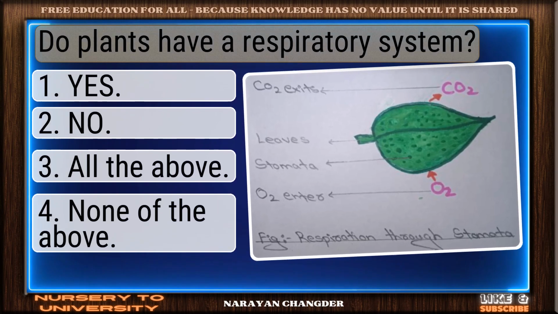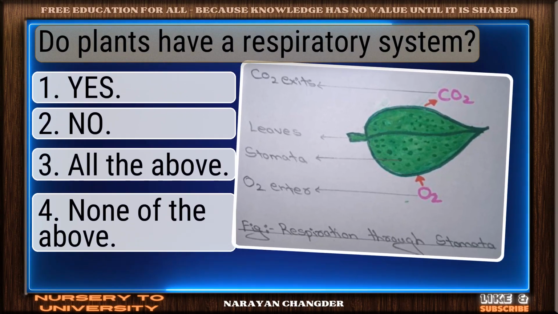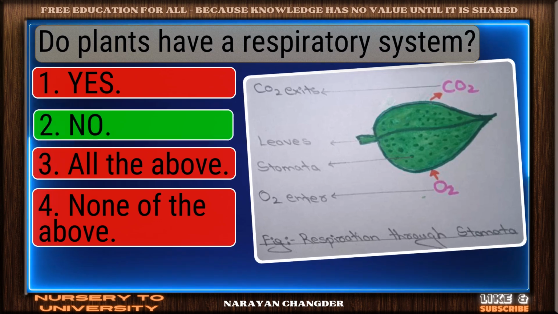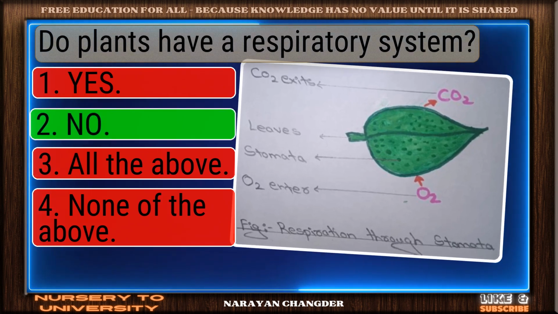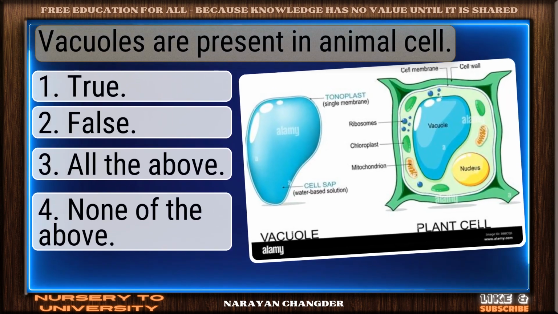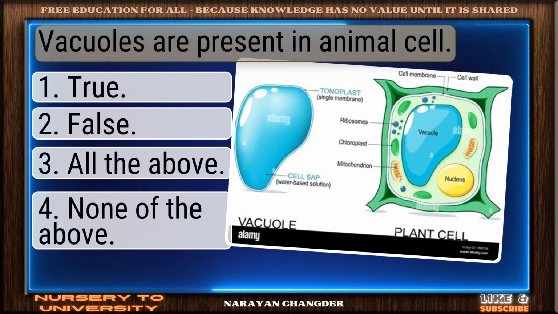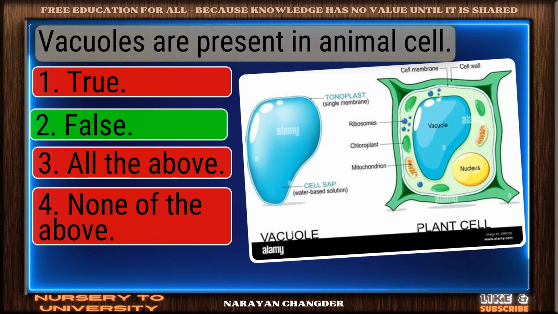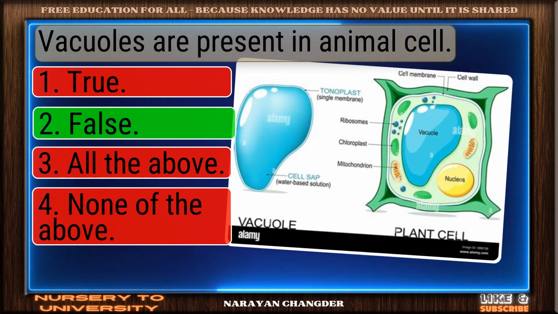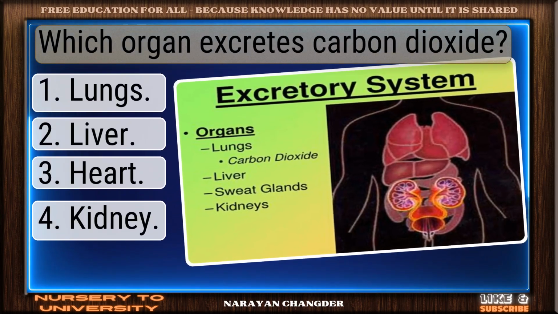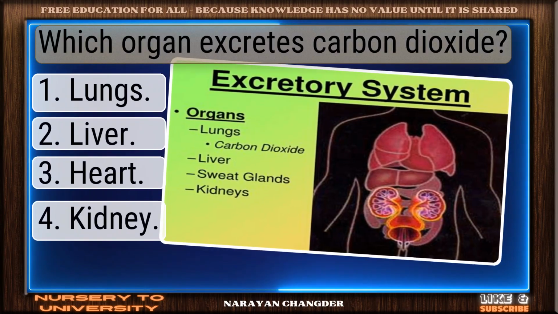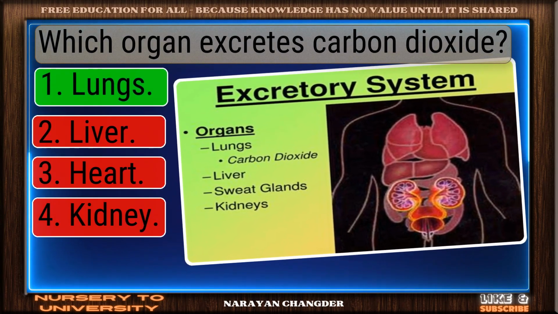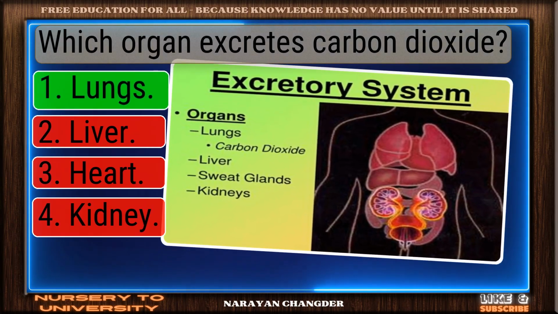Question number 162. Do plants have a respiratory system? Excellent choice. No is the right answer. Question number 163. Vacuoles are present in animal cell. Sharp thinking. False is the right choice. Question number 164. Which organ excretes carbon dioxide? Excellent. Lungs is a brilliant choice.